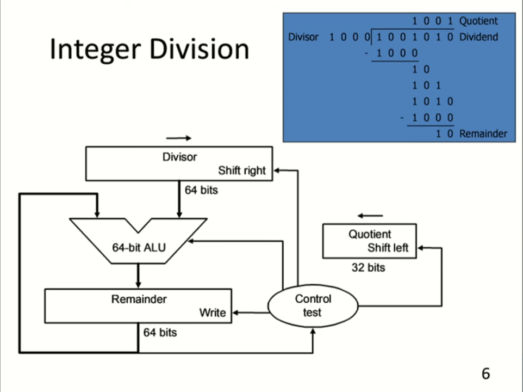Here's what the data path would look like for this simple integer algorithm. Once again, we have a divisor register that we load with the divisor value. We have a quotient register that we put the quotient into, and then we iterate through this data path by using a 64-bit ALU, again, to subtract the divisor from the current value of the remainder. And if it fits, then we continue. If not, then we keep shifting and restore and shift and go to the next iteration.